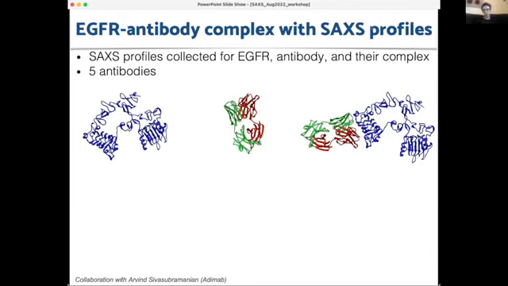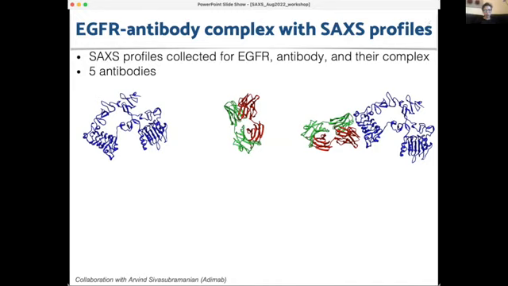Antibodies are very interesting proteins for many reasons. We produce them as a result of exposure to pathogens or vaccination, but antibodies are also a huge class of therapeutic molecules. And one of the main challenges is determining where the antibody will bind, or what the epitope is. And the SAXS profile can be very useful in this context.